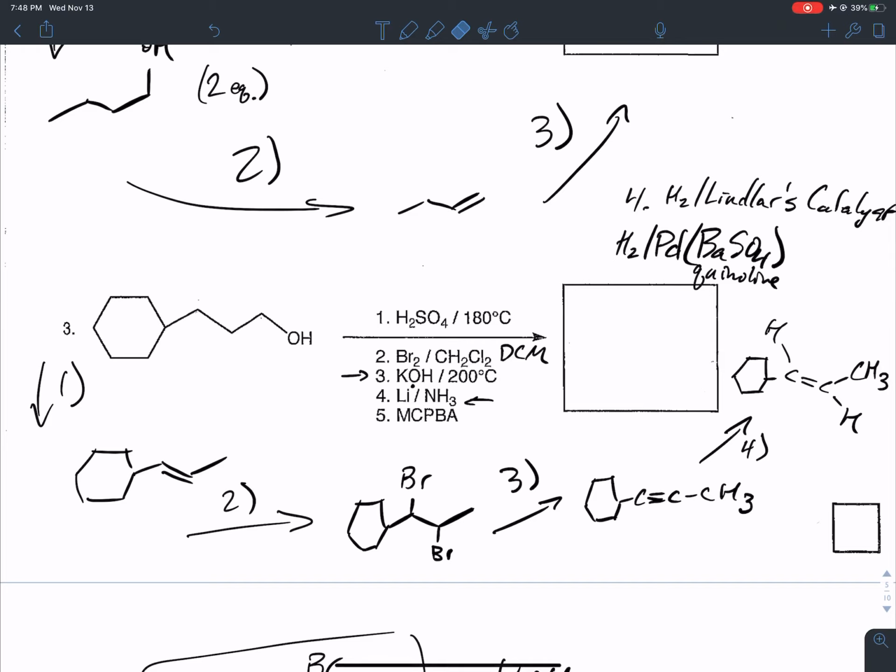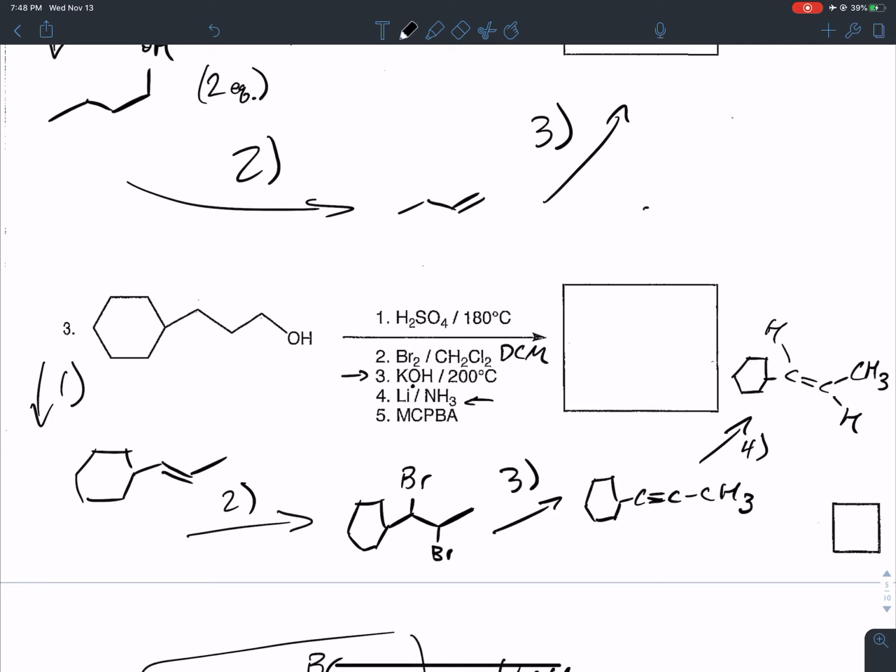That would give you a cis double bond because the H2 will all be sitting on the catalyst and it's got to come in and grab them. So one of the sides of the molecule is going to have to hit the catalyst and grab both and leave. So the hydrogens will end up on the same side. That'll give you a cis double bond. But we don't have that. We have the trans double bond formation.